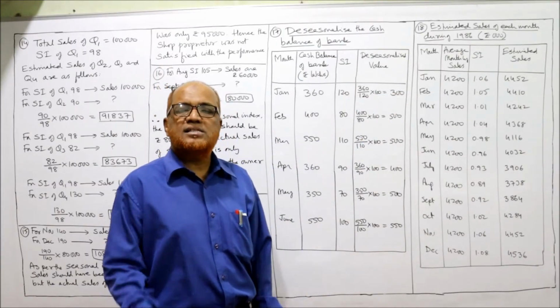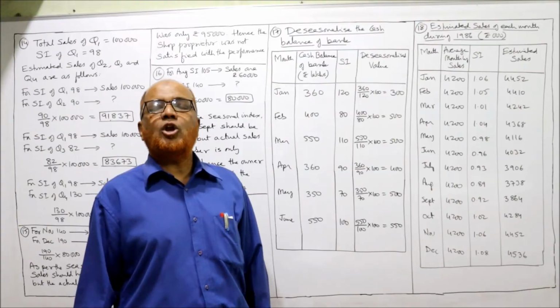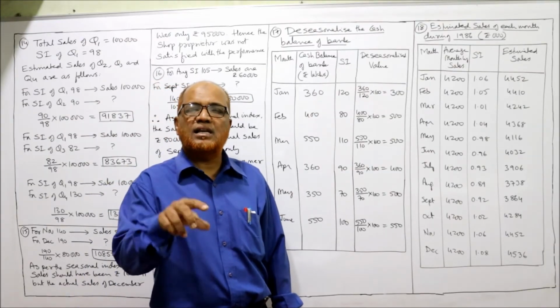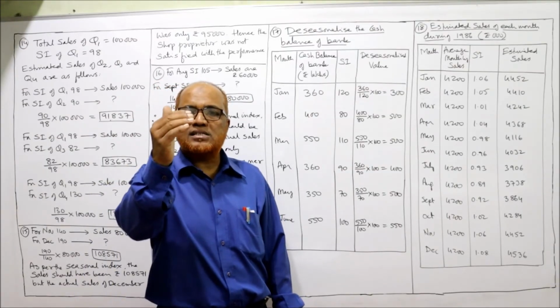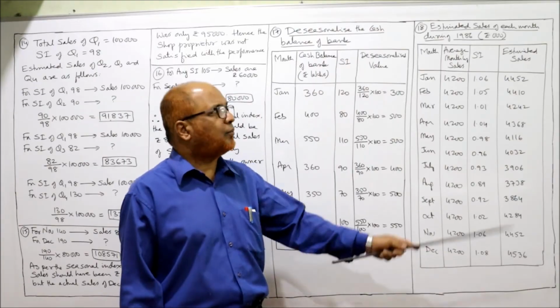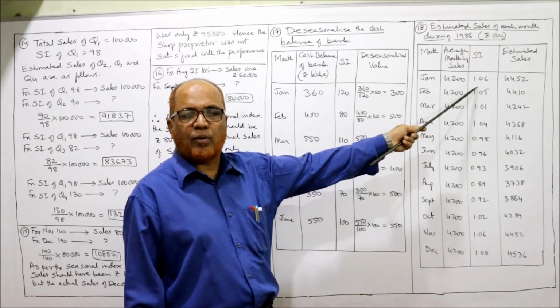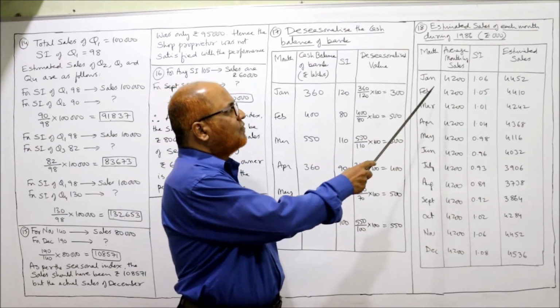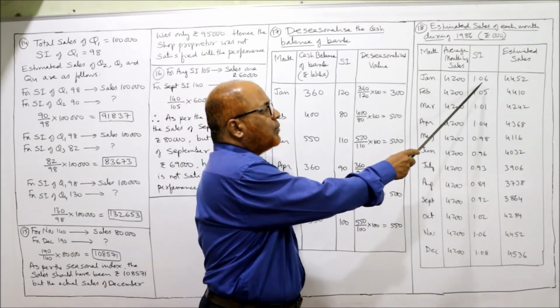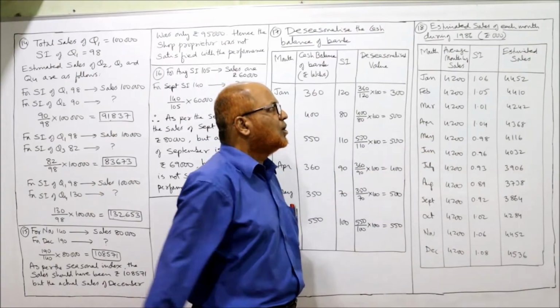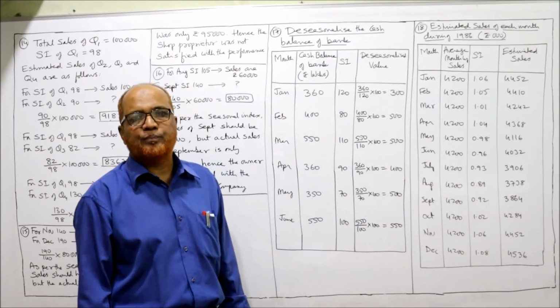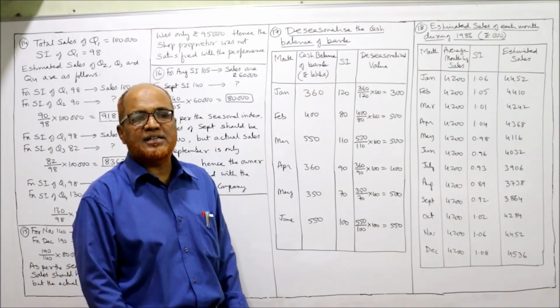Seasonal index. Seasonal index is given as 106. So we'll take the seasonal effect. 106 divided by 100 will give 1.06. Now you multiply 4200 into 1.06. Estimated sales are 4452. 4452 is the estimated sales.